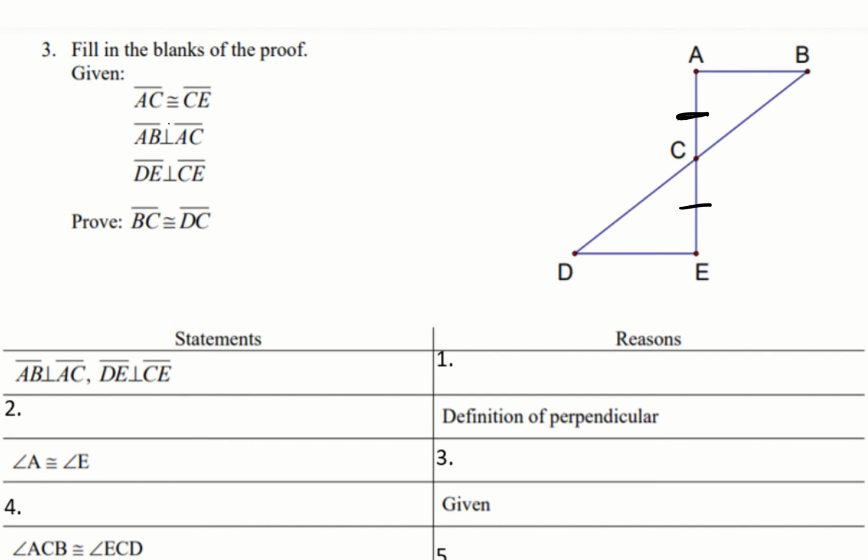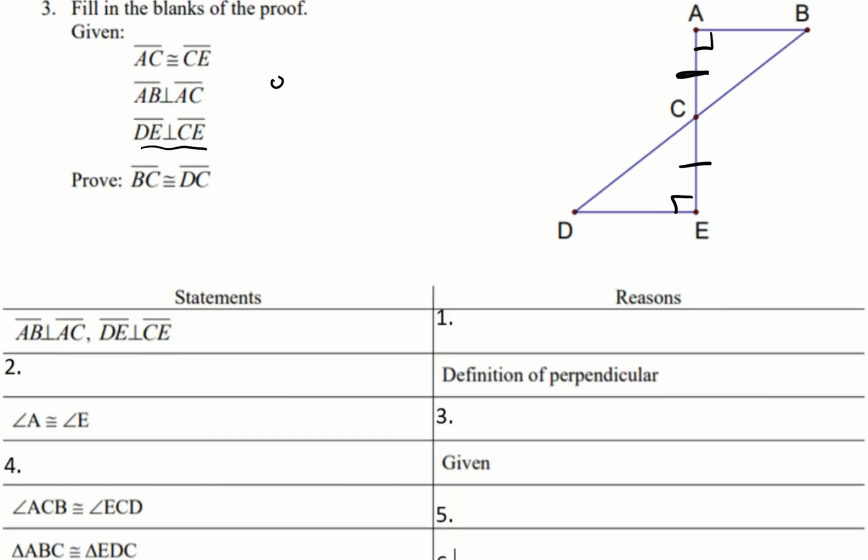And they said that this is perpendicular. That's the symbol for perpendicular. Perpendicular means 90 degrees. So that means that AB makes a 90-degree angle to AC. That's what they're saying there. So those are 90 degrees. And similarly, DE makes a right angle with CE. So this is DE, this is CE. Those are right angles. So that's the information that they tell us.